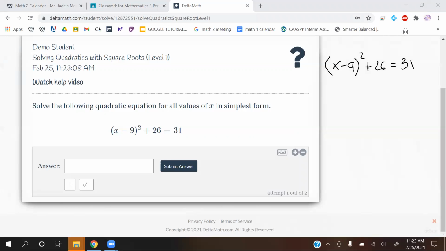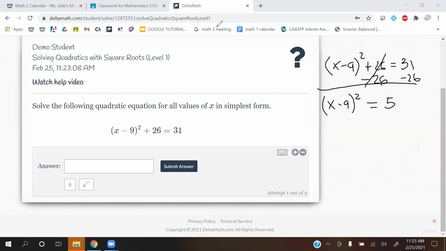Okay, so our first step is to get rid of this 26. So I'm going to get rid of it by subtracting 26 on both sides. That gives me x minus 9 squared. Those cancel out just like I wanted it to, equals 5. 31 minus 26 is 5.